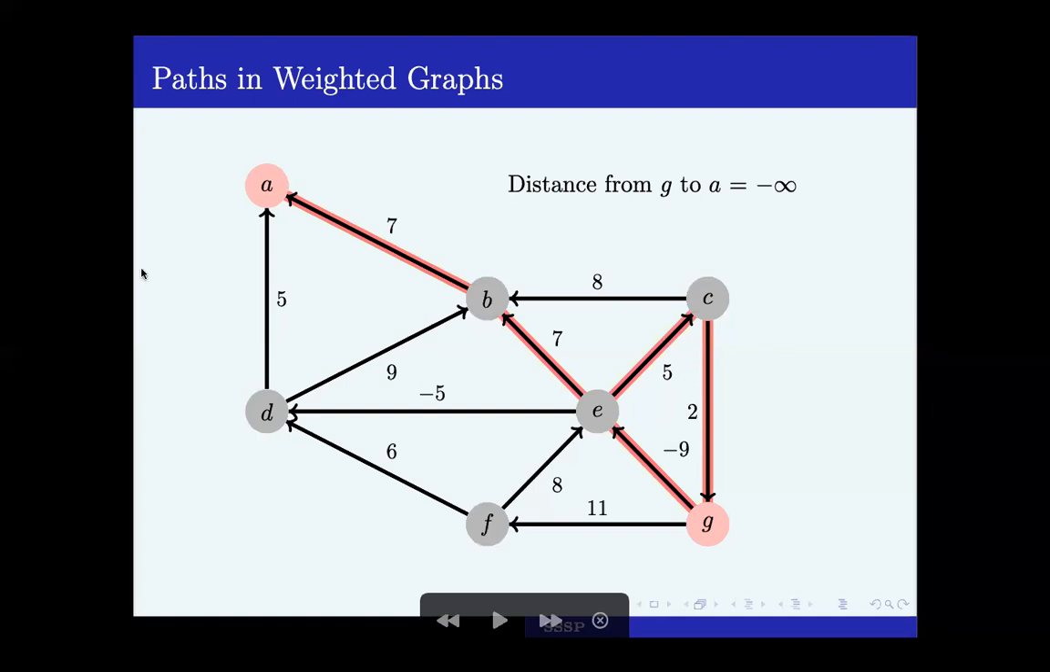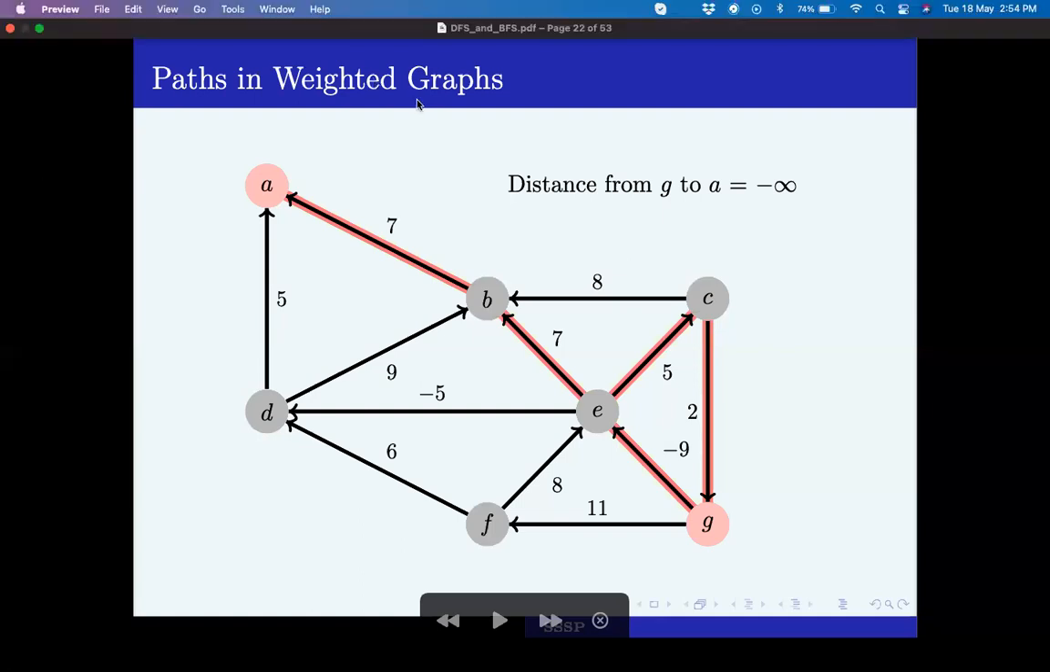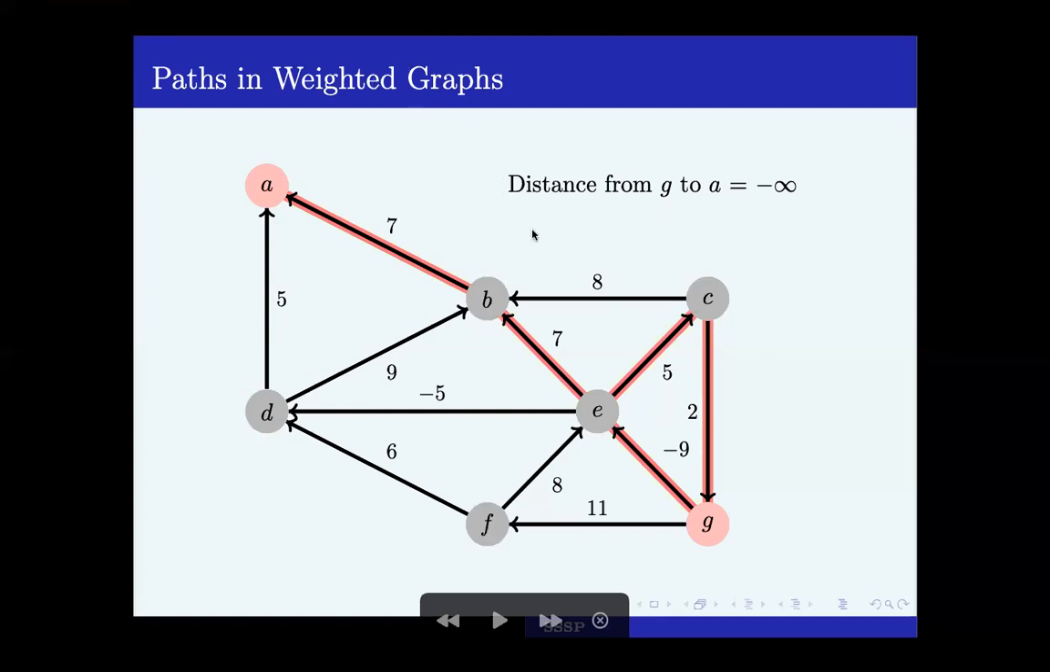And so the path will become, therefore, I can reach from G to A by minus time also. Yes, that's the thing. We will be reaching in minus time. We can reach in minus infinity. So the distance from G to A becomes minus infinity.